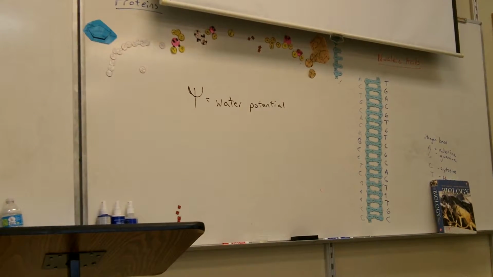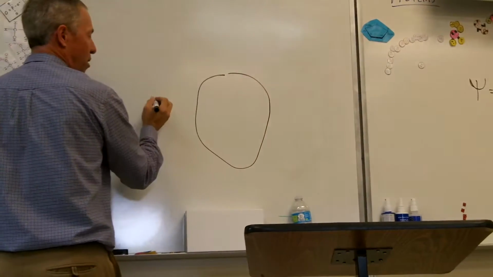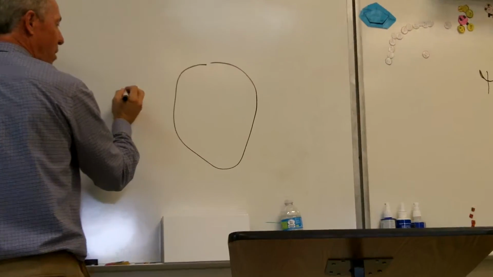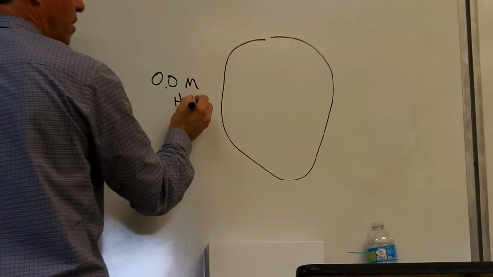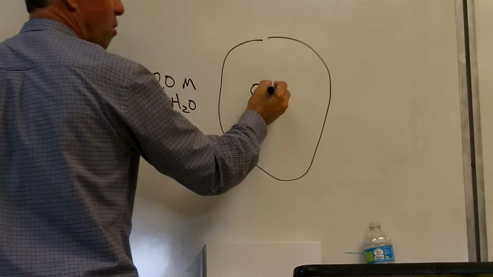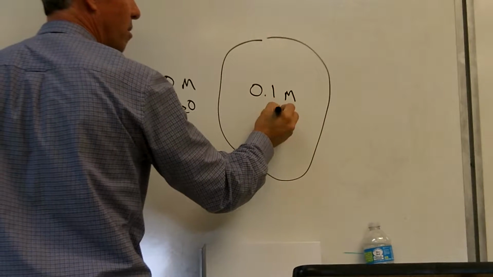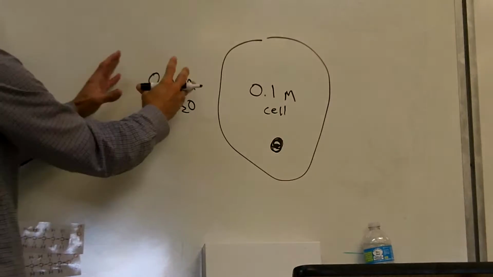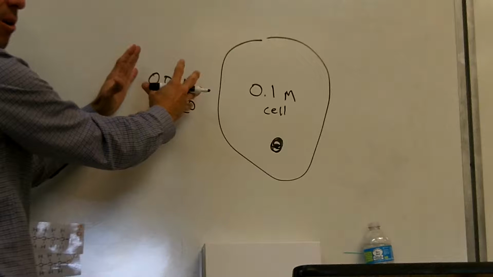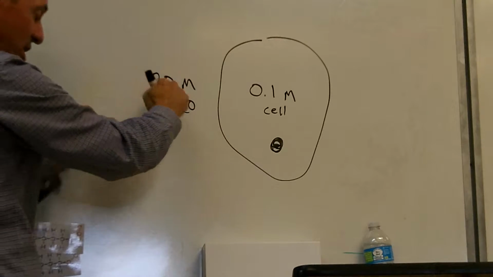And the water, if you have pure water here, let's look at this situation. Let's say we have a cell, and there's pure water here, 0.0 molar water, and the cell, let's say, is 0.1 molar, a 0.1 molar cell. Here, I'll put a nucleus. What's the water sitting here going to do? Go into the cell. It's going to go into the cell.